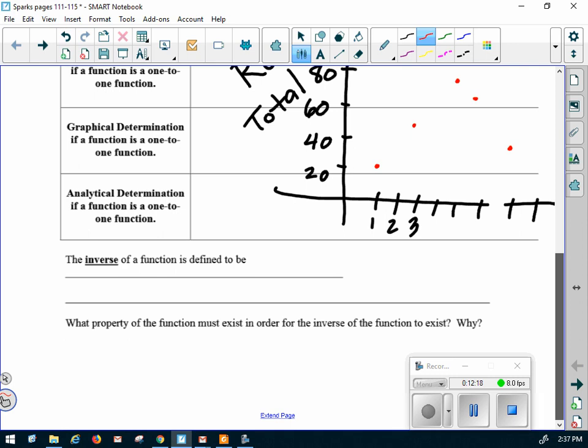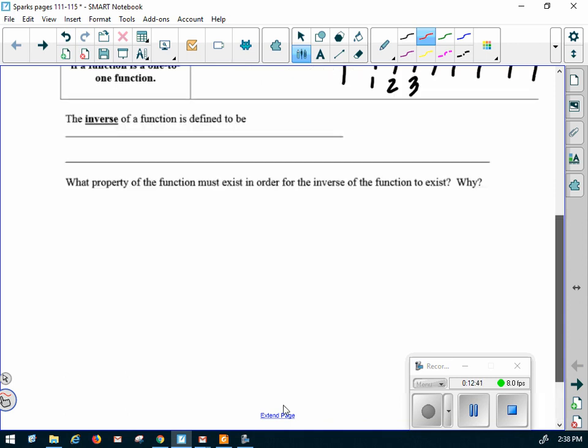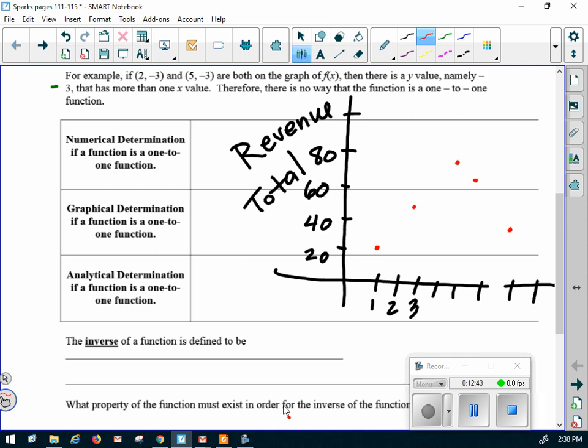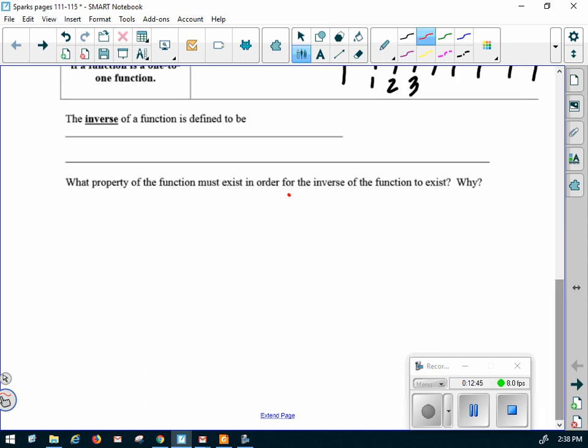Look on your filled in notes. The inverse function is defined to be the function formed by switching the domain and range values of a function. That's the switching the x and y part. Now the question is, why does that work? I want to show you something.